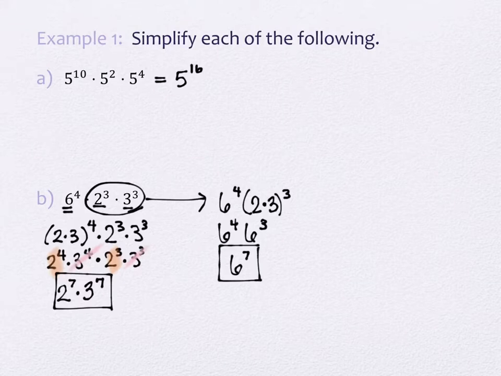There are desirable features about each one of these answers. The first way that we did it is nice in the fact that it's primes. 2 and 3 are prime numbers. So it's sort of broken down into its smallest pieces. The second one is nice because it's a single base as opposed to having multiple bases.